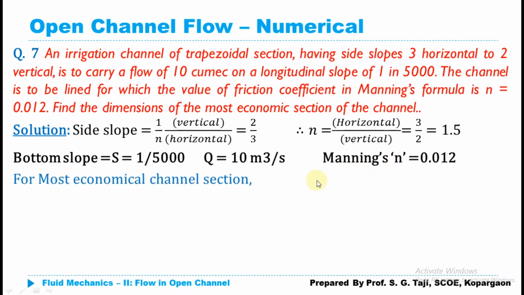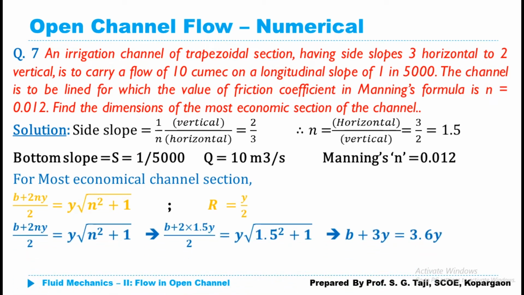So the first thing, the condition for the most economical channel section is given by (b plus 2ny) divided by 2 is equal to y under root of n square plus 1, and R is equal to y by 2. So in the first case we are going to put the value of n here, and find the relationship between b and y, either b in terms of y or y in terms of b. If we are finding b in terms of y, simply we are going to put that value of b while calculating the area, and we are going to find the dimensions by using the discharge equation.